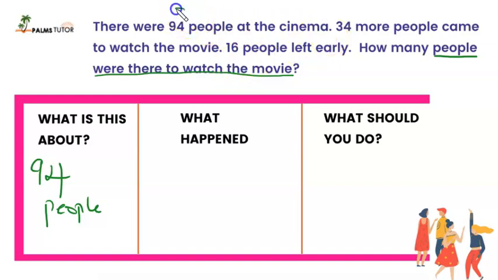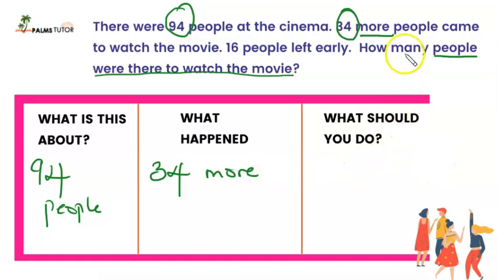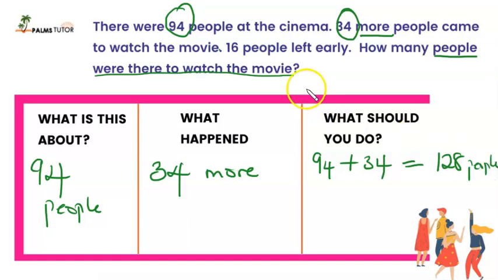Now, 34 more people came to watch the movie. Good. We started with 94 people. Now we have 34 more. So we have 34 more people, which means that at the end of this sentence, we have 94 plus 34 people. Okay? Which gives us 128 people were there by the end of this second sentence.